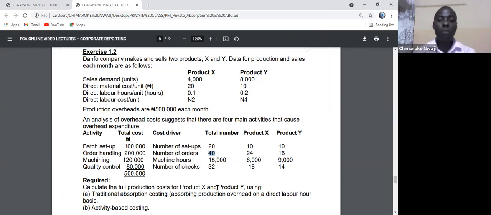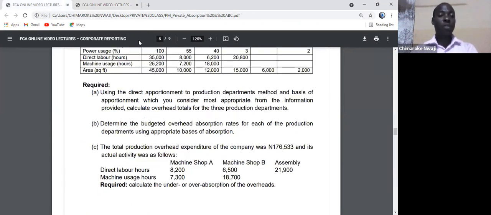Now we are told to calculate the full production costs for products X and Y using the traditional absorption costing. So once again, we are doing absorption costing. And now they said something here, absorption costing overhead on a direct labor hour basis. So just know that direct labor hours is what you use for absorption costing. So let's look at the solution.